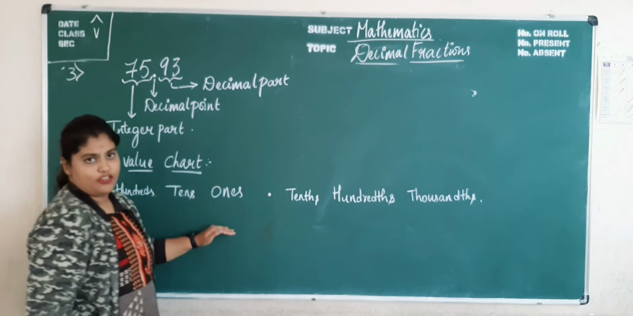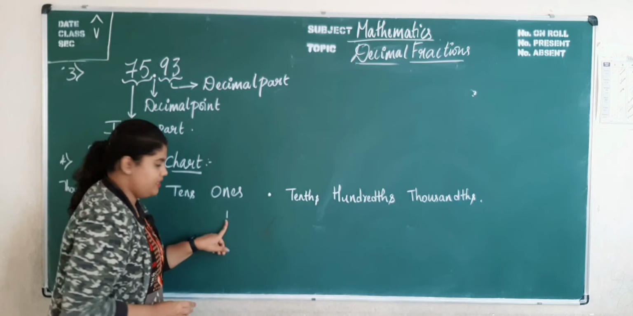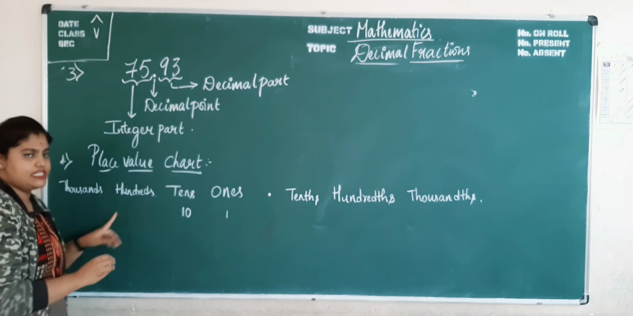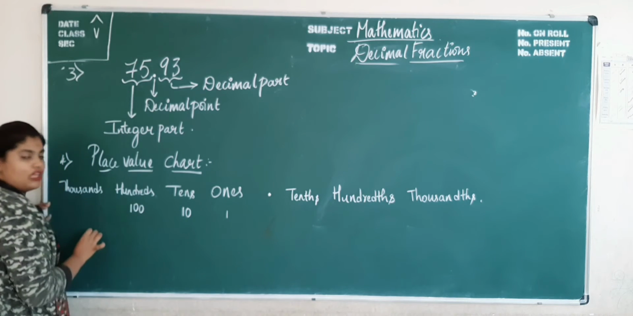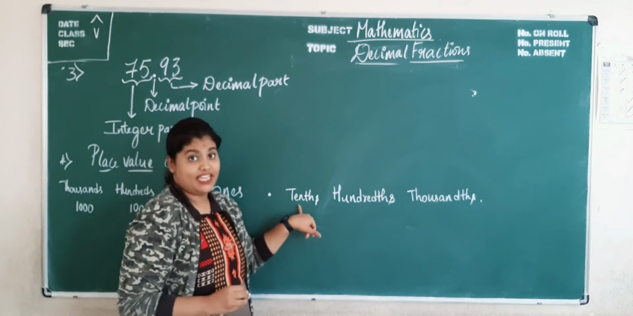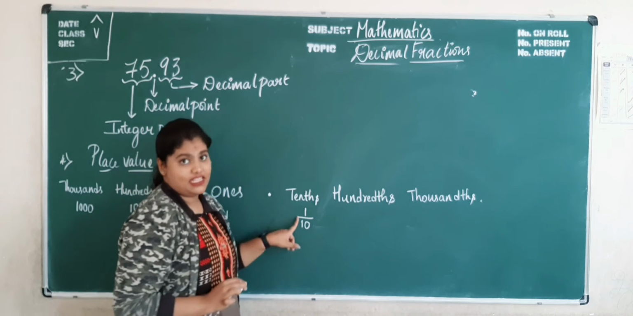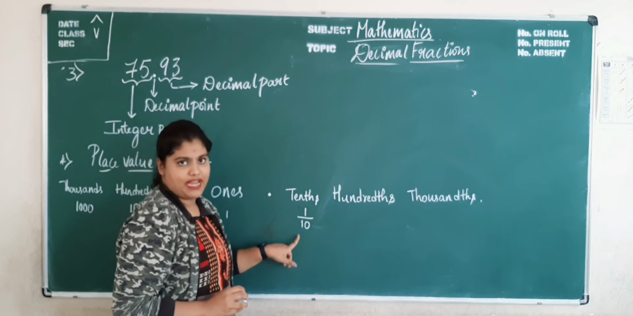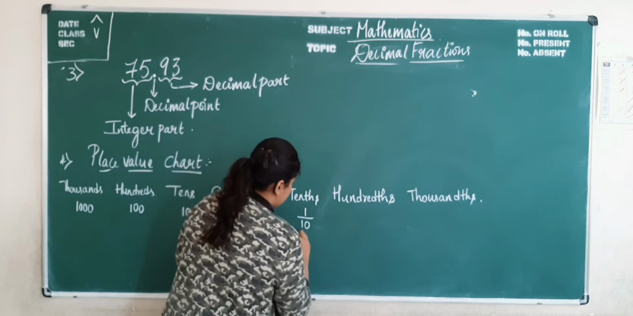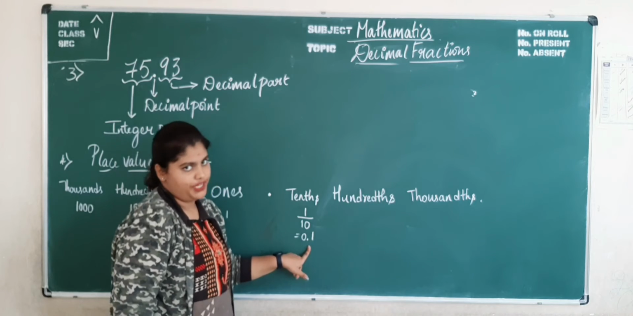So I'll write the place value below this. You just take down. The place value of ones is 1. What is the place value of tens? 10. Hundreds? 100. Thousands? 1000. Next, how to write tenths? I'll write 1 by 10, since it is in the tenths place. Or else I can also write it like this, 0.1.